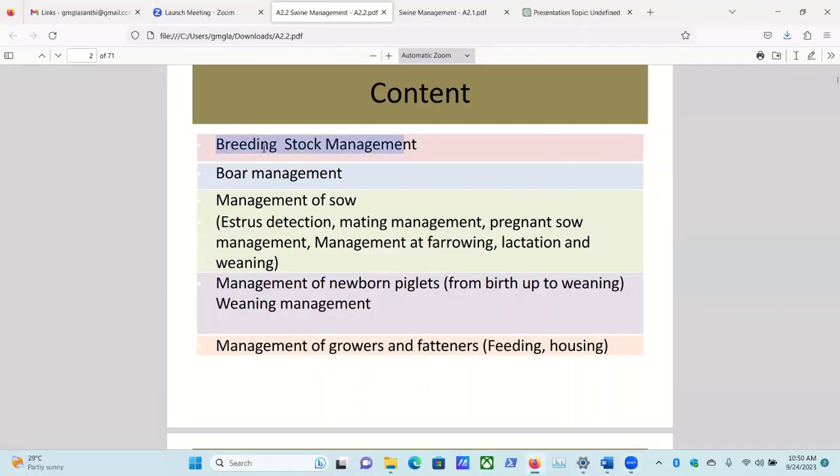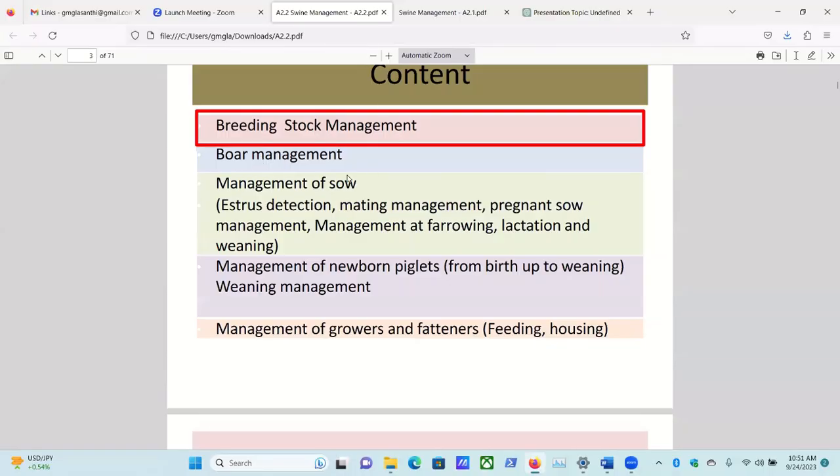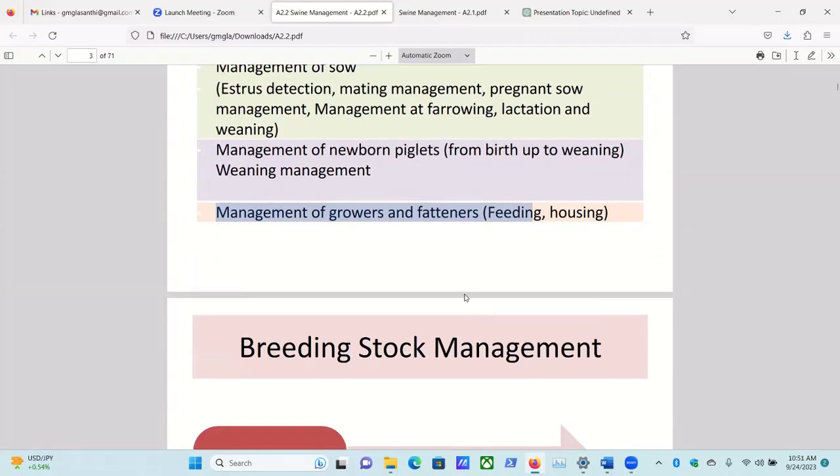First one is breeding stock. Under breeding stock, you should learn about boar management and sow management. Under sow management, how you detect the heat, how you do mating for those animals. Those are the things you have to discuss under breeding stock management. After that, you have to have an idea about piglet management and growers and fatteners management. Those are the things you should discuss under the management of functional groups.